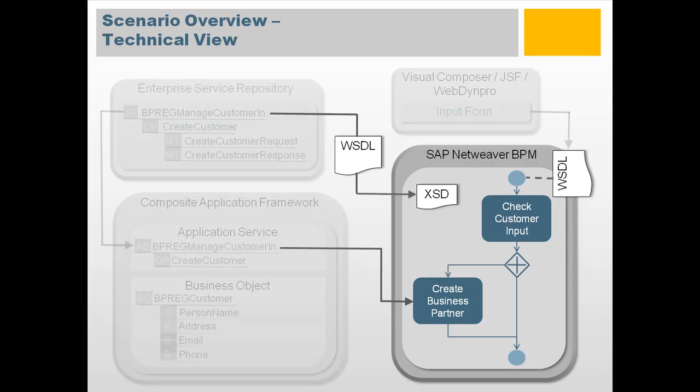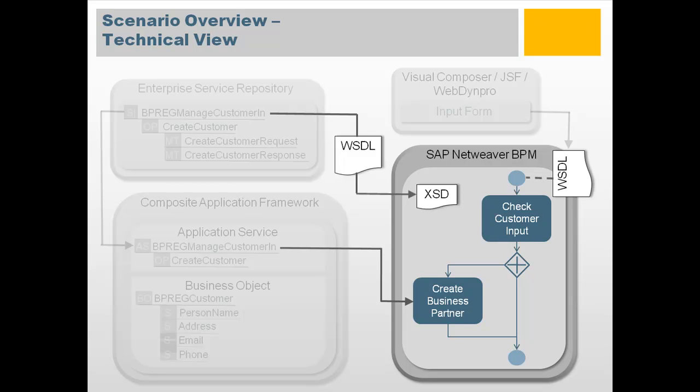So as a reminder, first we created our enterprise service in the Enterprise Services Repository. We then imported this enterprise service in the Composite Application Framework, and we implemented it as an application service, which we exposed as a web service in the Service Registry. And now we're going to create our process in the SAP NetWeaver BPM.